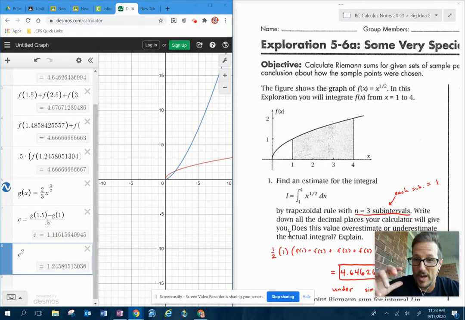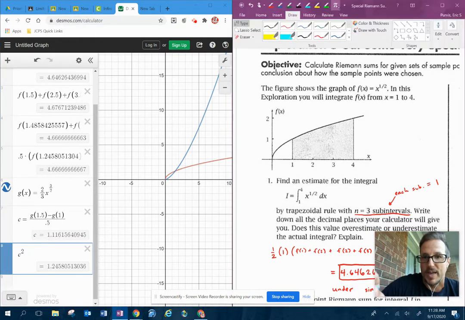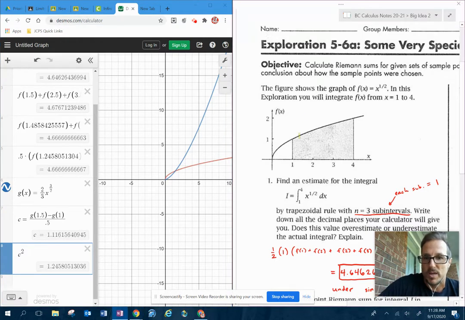Okay, just a quick walkthrough of the exploration on some very special Riemann sums. So we want to be able to calculate the area under the curve of the square root of x from 1 to 4. That's the goal of the activity. So we're trying to find this area here. And really, we don't know how to do that yet, other than with Riemann sums. So we can estimate it.